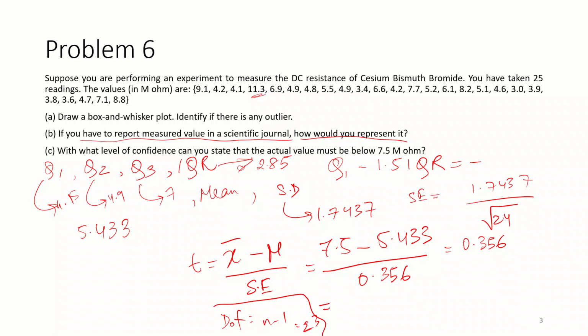Okay. So the rest, you have to just check the value, how much it lies on the t table, and what significance it lies at, and then you can tell what confidence you can state that it will be below 7.5 milliohms. Or you can also compare it with the 95% value, and then you can say with what level of confidence, it can be more than 95% confidence.